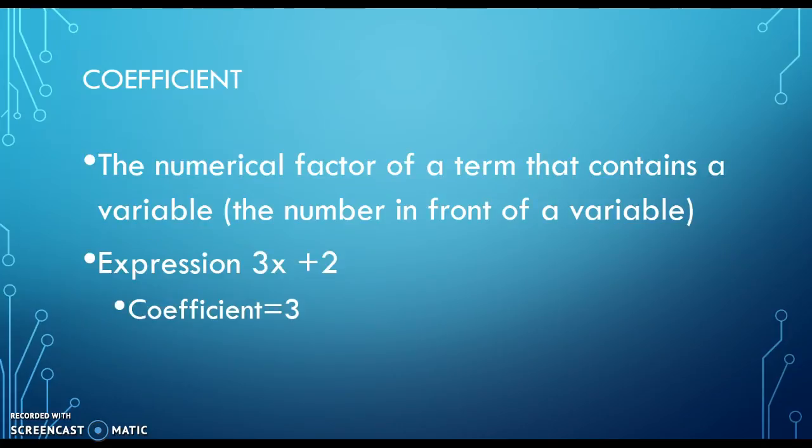A coefficient. A coefficient, the fancy way to say it, is a numerical factor of a term that contains a variable. Now that sounds like something you probably don't know. So really just think of it as the number in front of a variable. So if there is a number right in front of a letter, the variable, then that's a coefficient. So we have one coefficient in this particular expression. One number that's right connected to the variable, and that number is 3, so that's our coefficient. Okay, so it's any number that's in front of a variable, but it's got to be directly in front of the variable. It can't be separated by an operation, which is that plus sign. So our only coefficient in this one is 3.